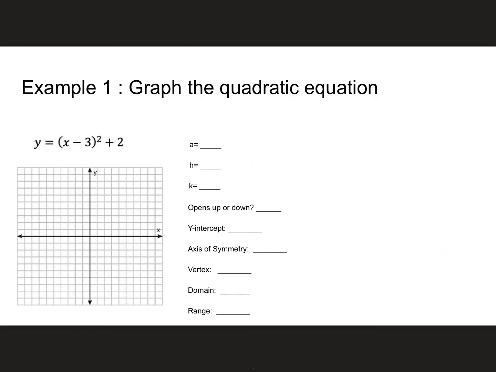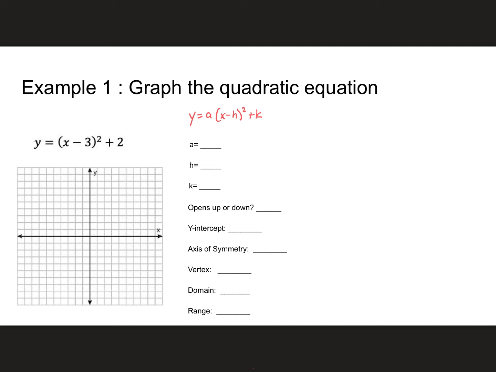So I'm going to show you two different ways that we can approach this problem. We're going to just go through the whole thing here. First of all, we should identify A, H, and K. Now, what the heck are A, H, and K? Well, in that previous slide, that's vertex form. So A is going to be the number that's in front of the parentheses, H in the middle, and K would be the number I'm adding on the end.